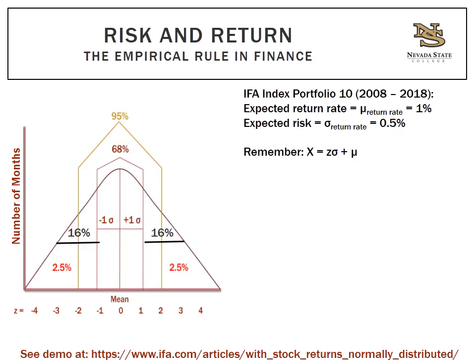So now let's take a look at a very conservative or low risk portfolio. So, for example, between 2008 and 2018, a very conservative low-risk index fund portfolio, or the IFA Index Portfolio 10, this is actually based on real data, has a mean or average return rate per month of 1% with a standard deviation of 0.5%. So remember, the mean average return rate is your mean, and then the standard deviation is kind of that risk associated with it.